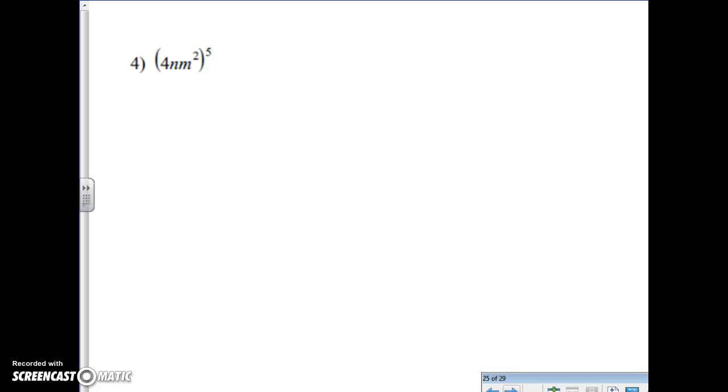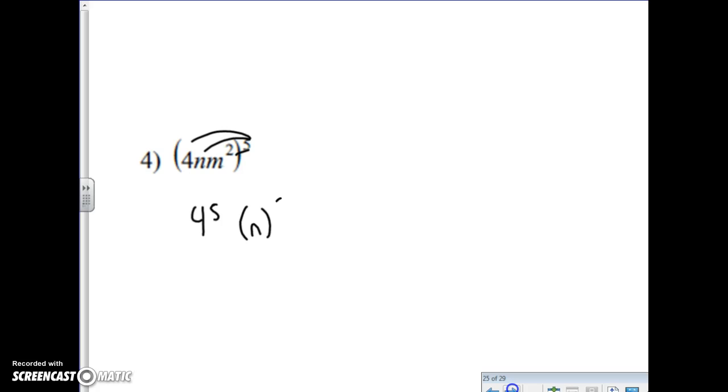So let's look at this next one. So I'm going to take this 5 to everything here. I'm taking 4 to the 5th, I'm taking n to the 5th, and then I'm taking m squared to the 5th. Well, 4 to the 5th power is 1,024. I just end up with n to the 5th, and then I'm just getting m to the 10th, because I'm just multiplying those two exponents together.